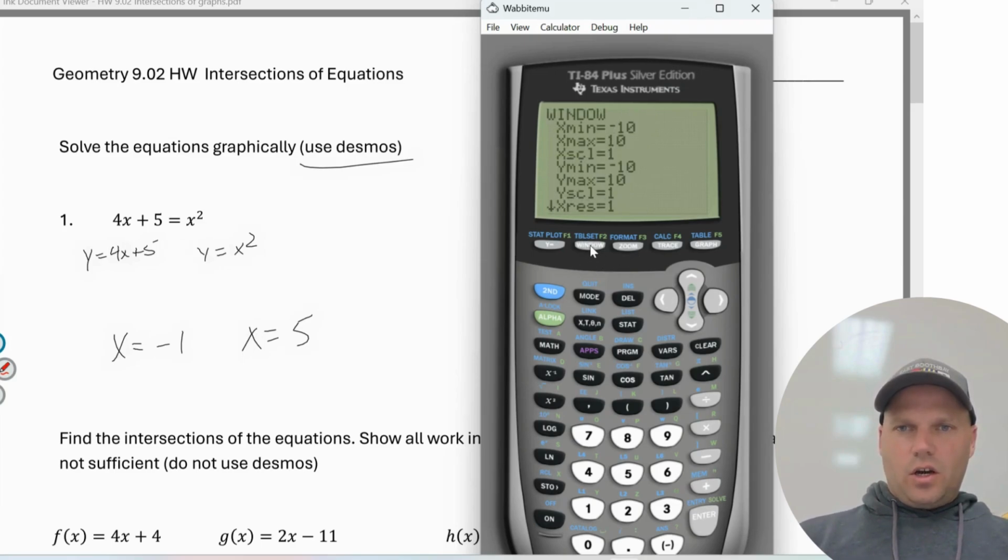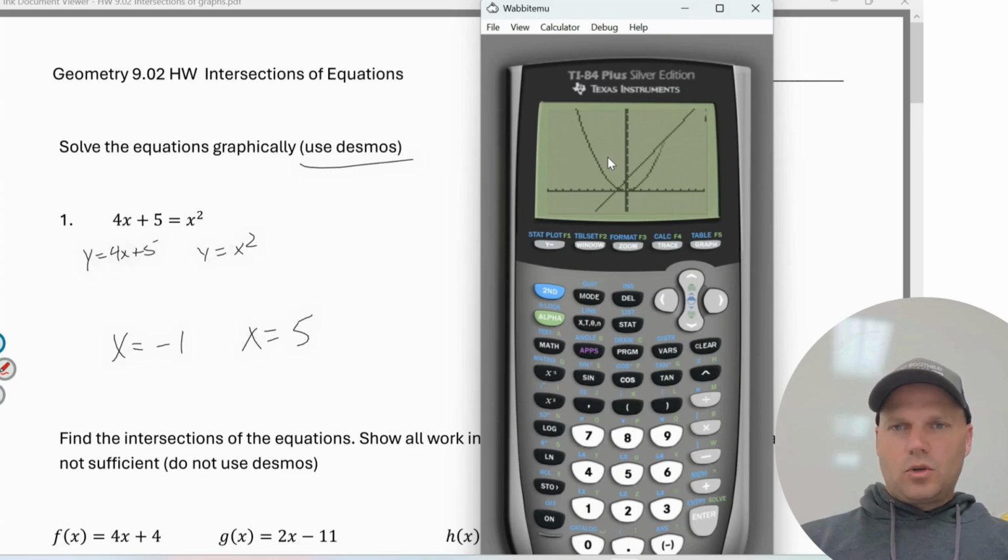We can adjust our window, we can zoom out, or we can just expand our Y max. That's how far up and down we look. If I expand my Y max, I'll be able to look up more. Zoom fit is also a possibility, though that would be kind of crazy. So never mind. We just do second calc intersect and we find the other intersection.